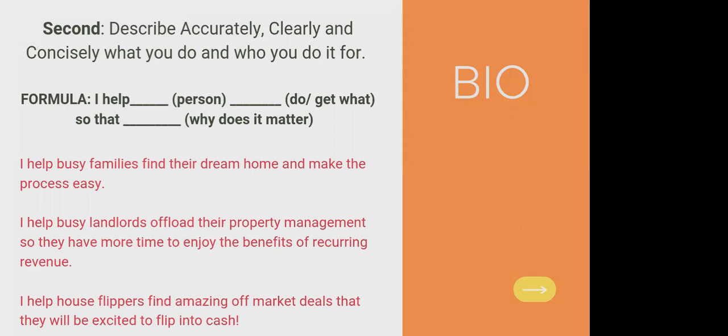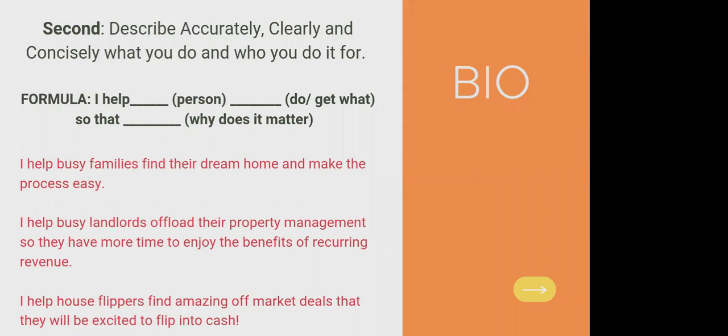Here's one that I use: I help blank kind of person do or get whatever thing so that blank. Why does it matter? I have a few examples here. I help busy families find their dream home and make the process easy. Now, did I say I was a realtor? No, but can you kind of get the gist from my bio that I'm probably a realtor of sorts? And then if people look more at the content, they're going to obviously see that you're a realtor.